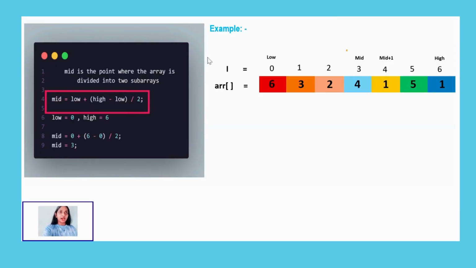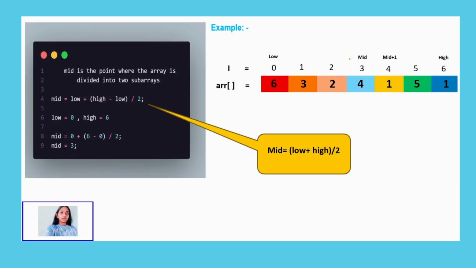Pay attention guys, this is the right way to calculate the mid index of the array. Please do not use low plus high divided by 2. It will overflow for large input, so always use this.